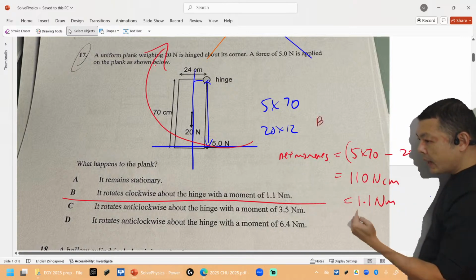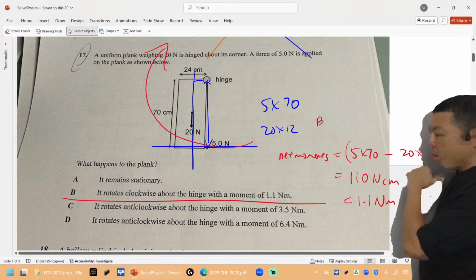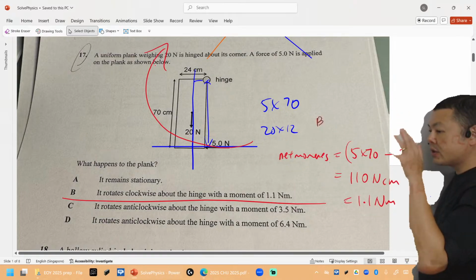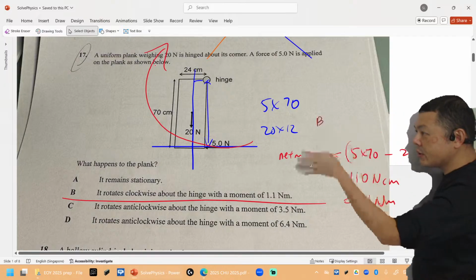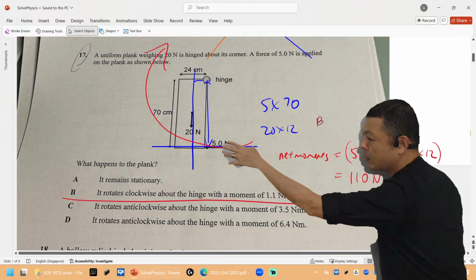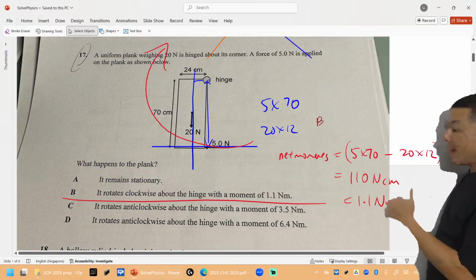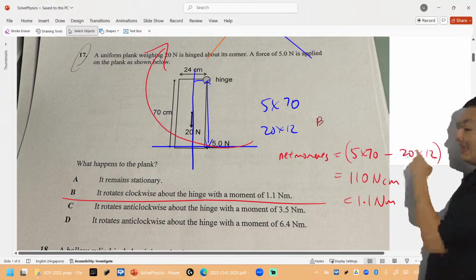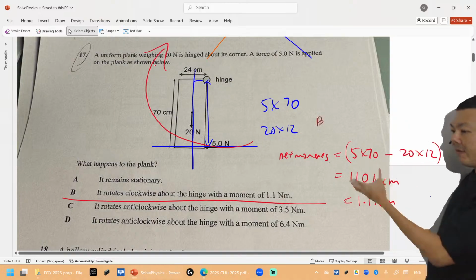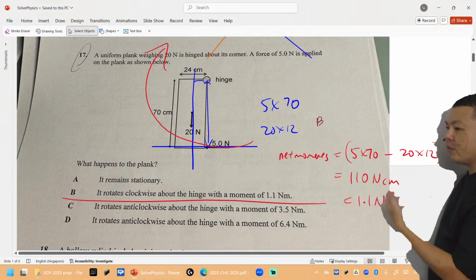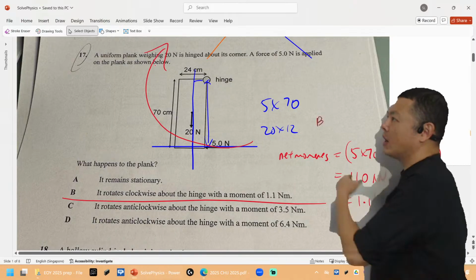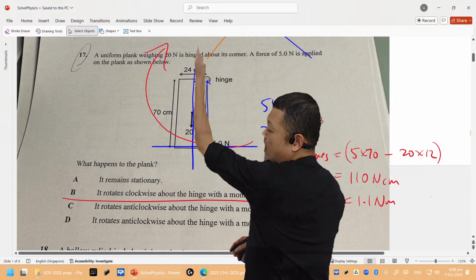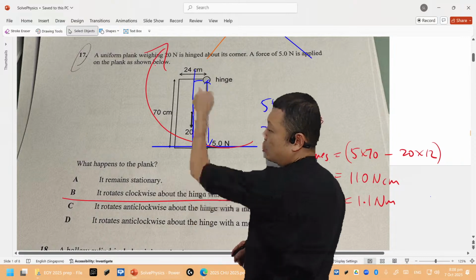Rotational equilibrium means moments are balanced. So in this particular example, they're trying to show you an example where the moments are not balanced, right? The clockwise moments is more than the anti-clockwise moments, and therefore you have to find what's the resultant moments. And you again must always remember it's always the perpendicular distance from the line of action to the pivot.